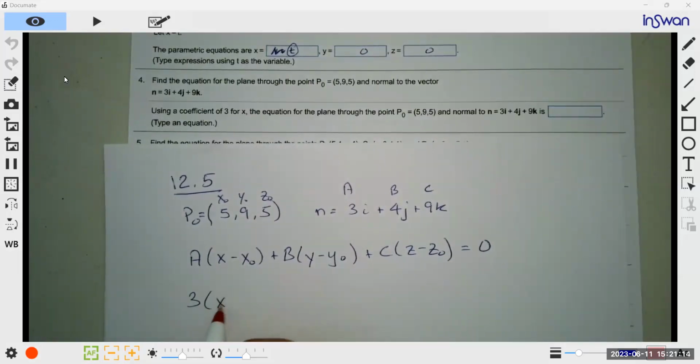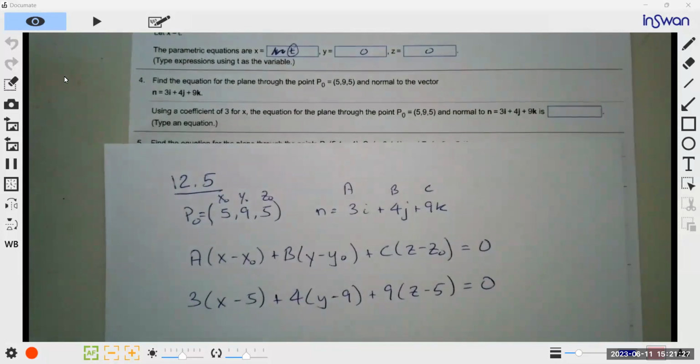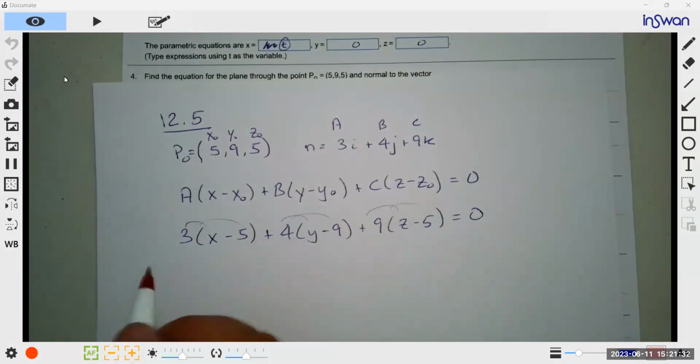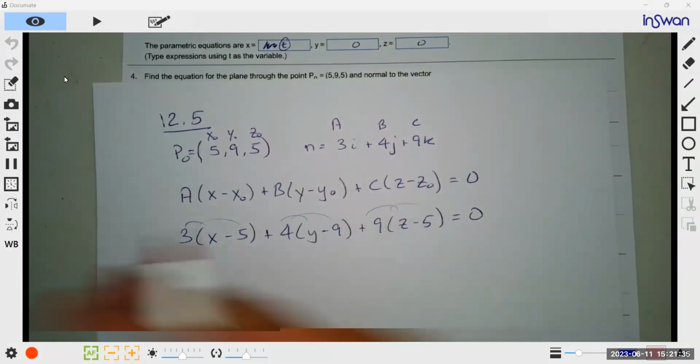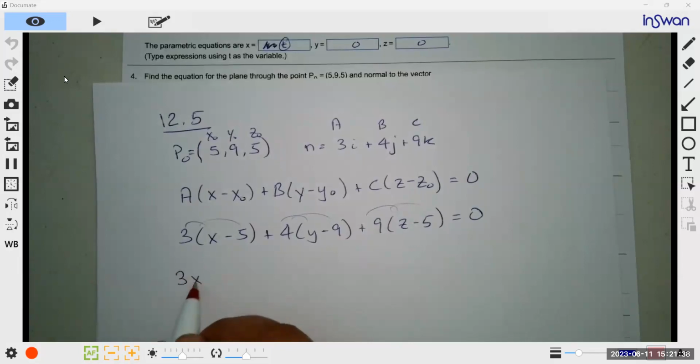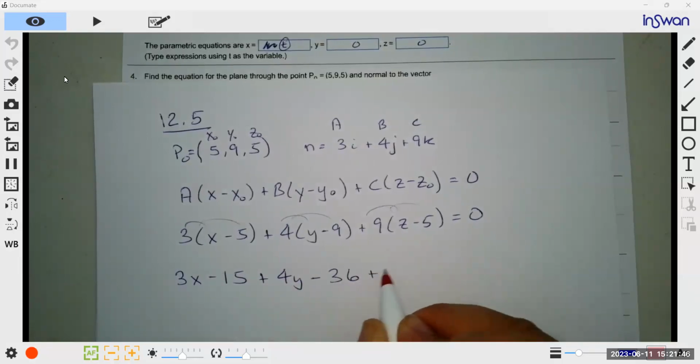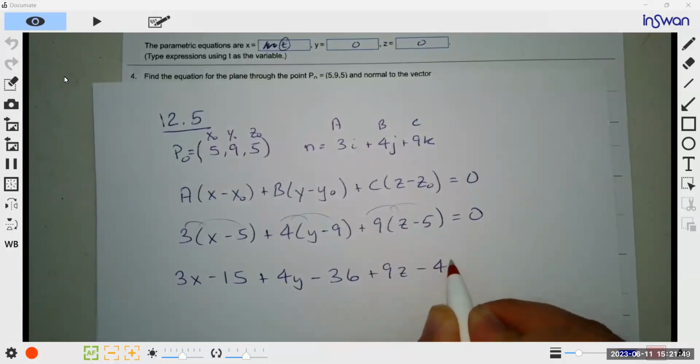So 3(x minus 5), 4(y minus 9), 9(z minus 5). Distribute. We have the x, y, and z's on one side and the constant on the other side. So we have 3x minus 15, 4y minus 36, 9z minus 45 equals 0.